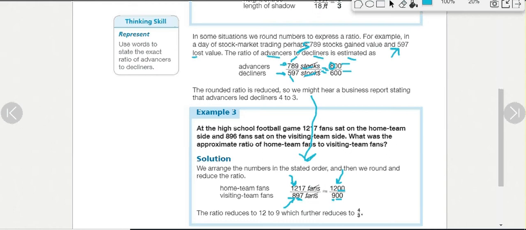Then we reduce 1,200 over 900, which is like reducing 12 over 9 because we can cross out the zeros. Divide both of those by 3 and you get 4 to 3 as a ratio. No need to show a label because they match. They're both fans of the game.